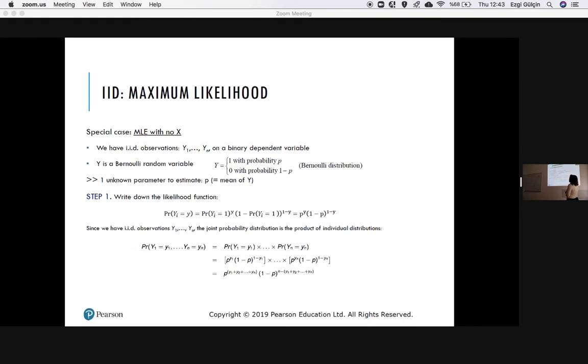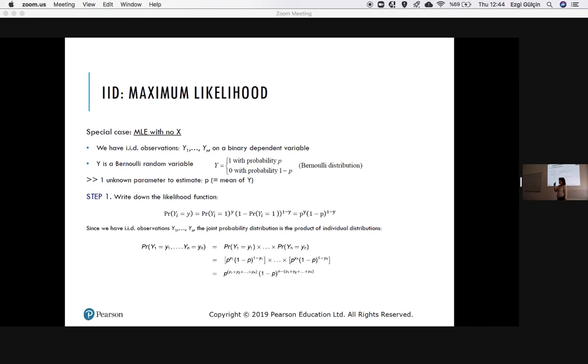So the first step of this estimation procedure is to write down the likelihood function. Then once we write down the likelihood function, we maximize it, finding the estimates for P in this case. And this would be the maximum likelihood estimate. And in this case, what we have is that the probability we need to compute first.